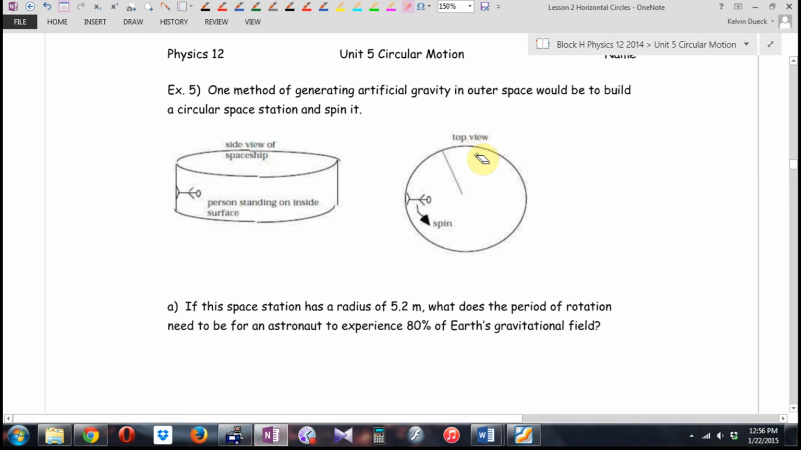One method of generating artificial gravity in outer space.